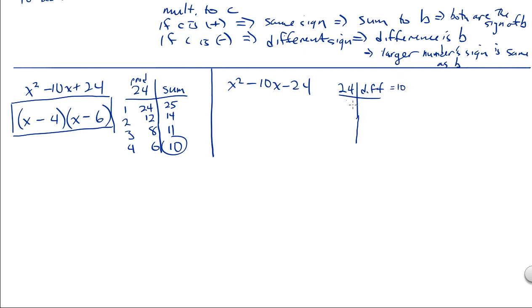Not going to worry about the negative on it. If you'd like to remind yourself that this is a difference, we can write negative 24 here to remind yourself it's a difference. That's fine. Let's look. You can go through the whole process again.